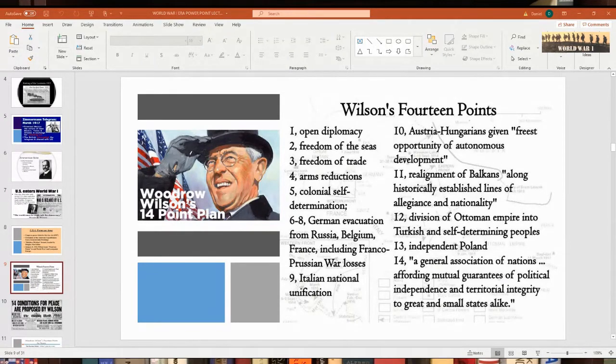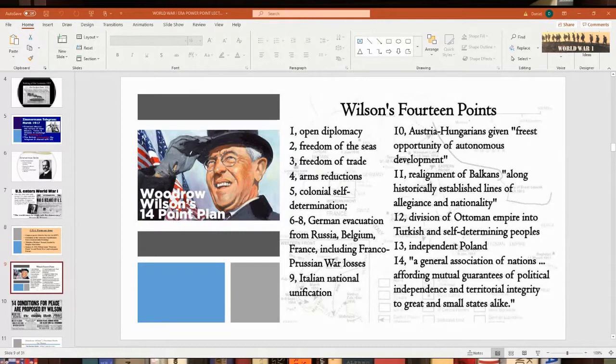Three, freedom of trade throughout the world. Four, arms reductions, which I think Wilson believed because World War I had been caused by the arms race and the militarism that had started before the war, going back to the Industrial Revolution. Five, colonial self-determination, where colonial areas should be able to form independent states and all of that.